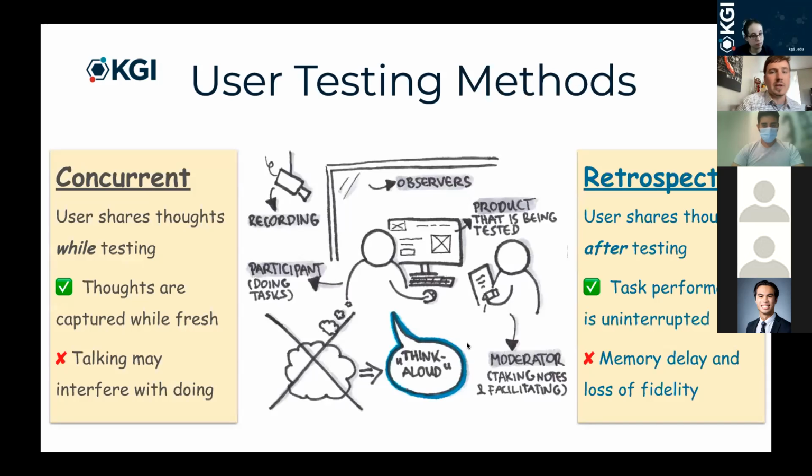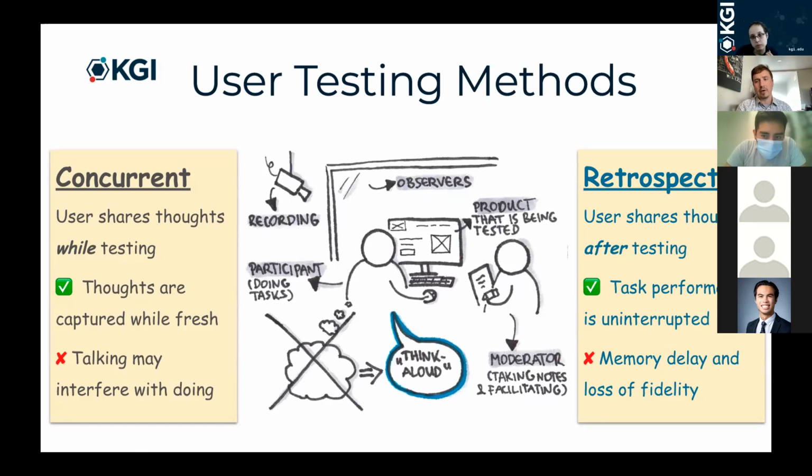So going through the user testing methods, we talked a little bit about concurrent and retrospective, but the main principle is that with concurrent, the users are sharing their thoughts while they are actually doing the testing. The benefit is that thoughts are captured while they're truly fresh, and that's a really big benefit. However, the actual act of talking might interfere with their ability to engage sufficiently with the app. So there's of course a trade-off.